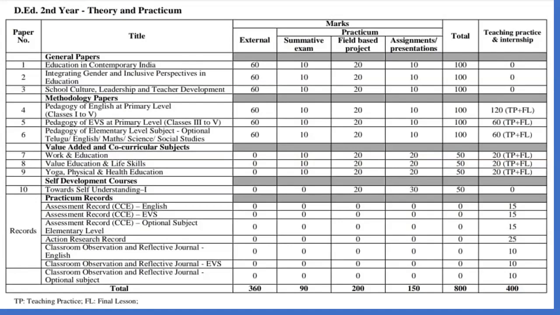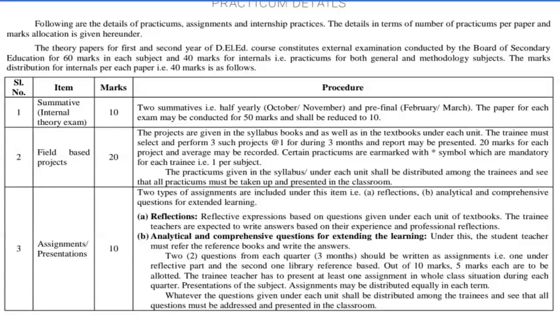Hence, a lot of importance has been given to this area, dear student teachers, and there will be some records, and let's understand them. Here, there will be summative examinations. Two summatives will be conducted, dear student teachers.